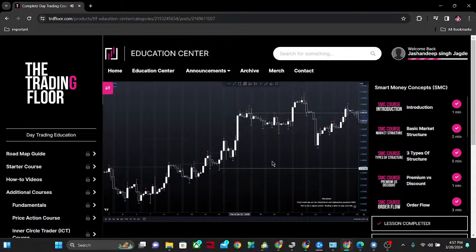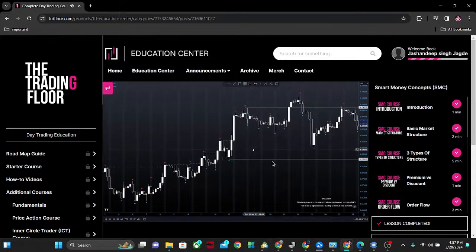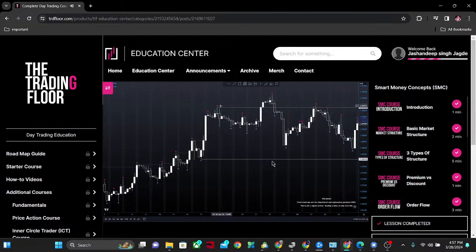We continue on. There's no new fractal printed here. So we just continue on. We have a break here. And then we would drag the bottom horizontal ray all the way up to the fractal that caused that break.